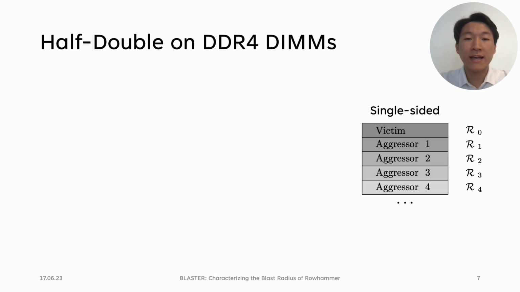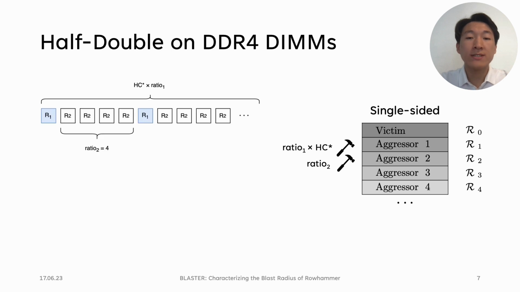Now, let's take a look at the results. In a single-sided case, we have two aggressors, a near aggressor R1 and a far aggressor R2. The near aggressor is hammered ratio1 times HC* times, and after each activation of R1, the far aggressor R2 is activated ratio2 times. The sequence is visually depicted here. Each time R1 is activated, R2 is activated, let's say, 4 times, meaning ratio2 equals 4. We repeat this process HC* times ratio1 times.